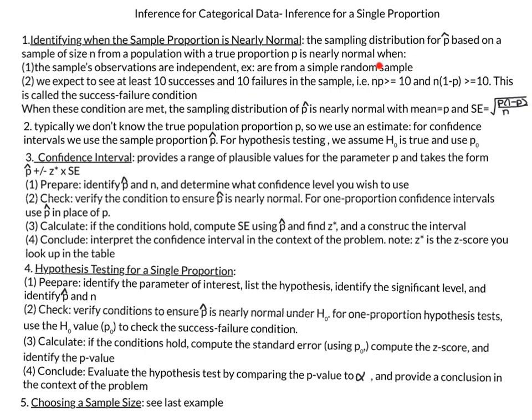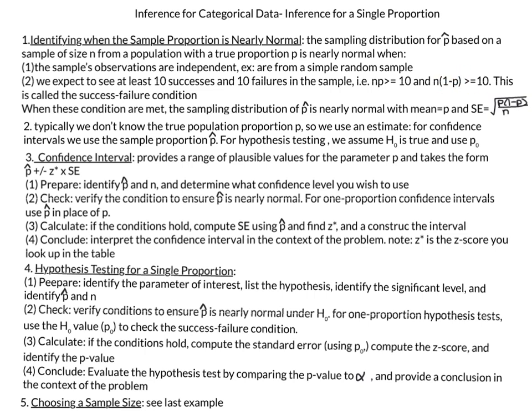And for that, you might have the counts. So if you have 10 successes and 10 failures, that's great. You actually don't need the formula. But if you don't have the counts, the formula is np greater than or equal to 10, and that's the successes, and n times 1 minus p greater than or equal to 10, and that's the failures. And this is called the success-failure condition.